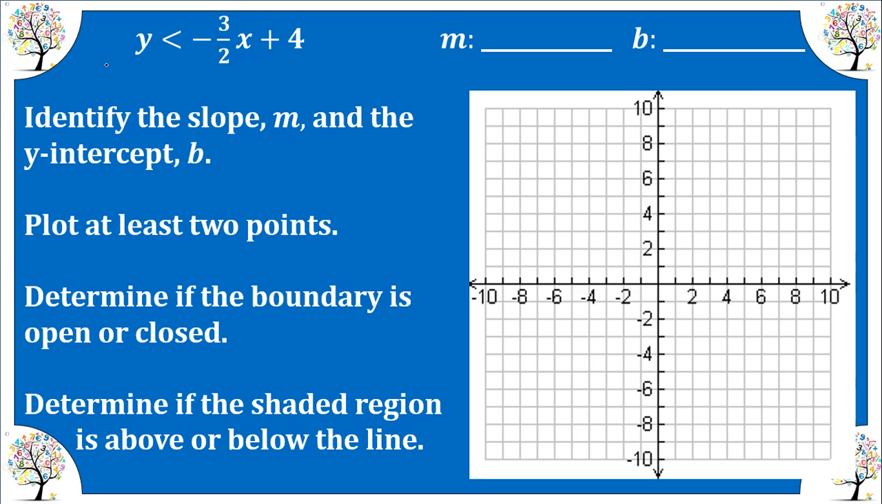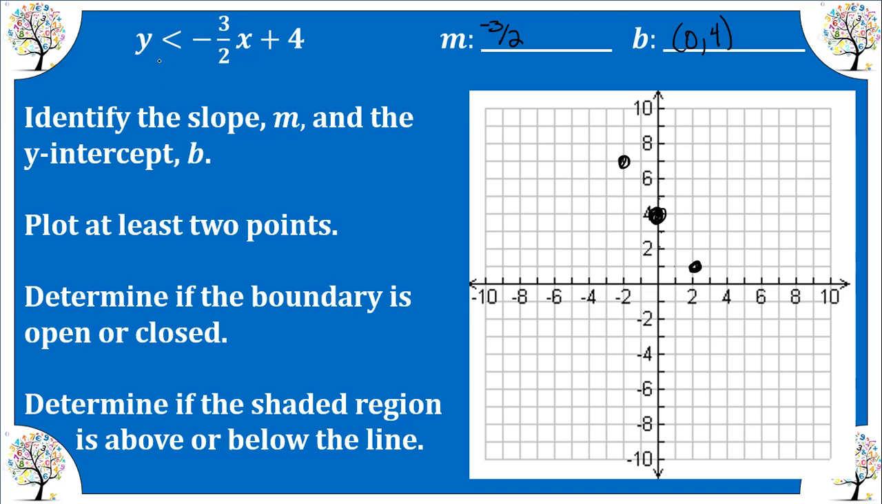The first thing we need to notice is this is in slope-intercept form, so we can easily identify our slope of -3/2, and our y-intercept is (0, 4). We're going to plot (0, 4). We're going to go down 1, 2, 3, and to the right 1, 2. I'm going to plot another point. I'm going to reverse my slope, up 1, 2, 3, and to the left 2.